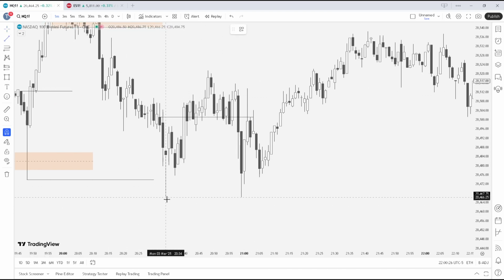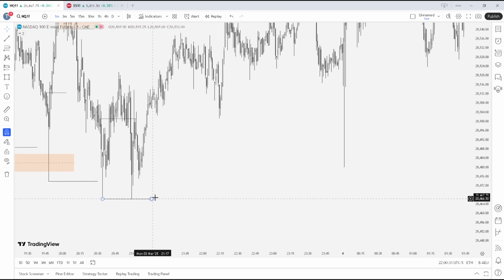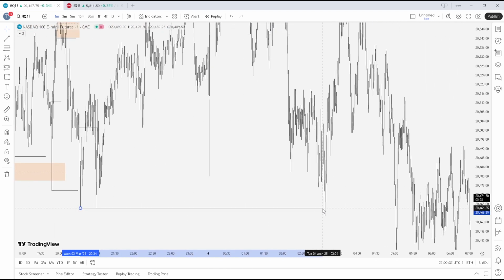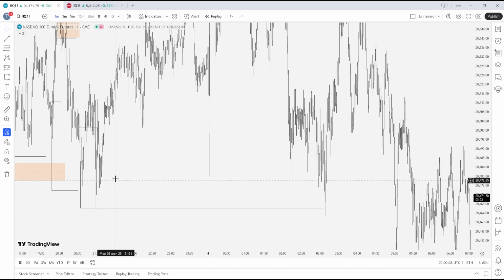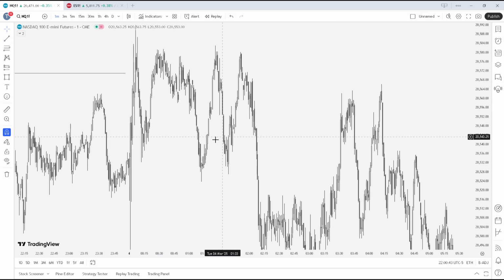However, we do get this, and we make these equal lows right here. Right, and we can see, since the equal lows are a good draw on liquidity, once we go higher and take out this buy side, we start drawing towards the equal lows.